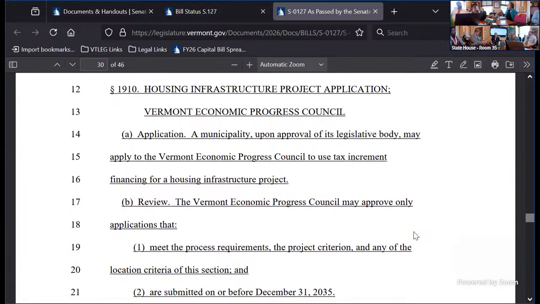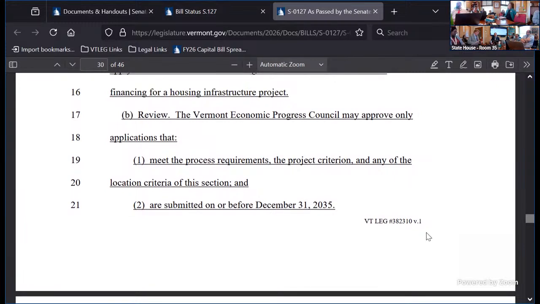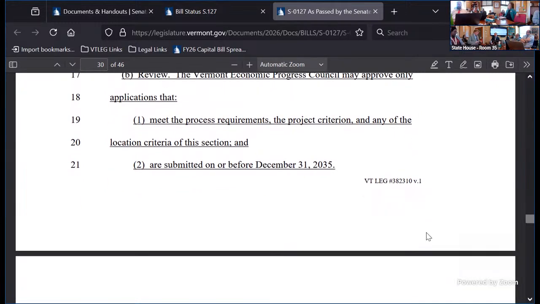Section 1910 is the heart of this program. This is the actual application that's undertaken by a municipality availing itself of the CHIP program. And this sets out what they need to do, what they need to provide to VEPC, and what VEPC needs to review. So subsection A: a municipality, upon approval of its legislative body, may apply to VEPC to use tax increment financing for a housing infrastructure project. The VEPC may approve only applications that meet the process requirements, the project criterion, and any of the location criteria, which we will come to shortly.